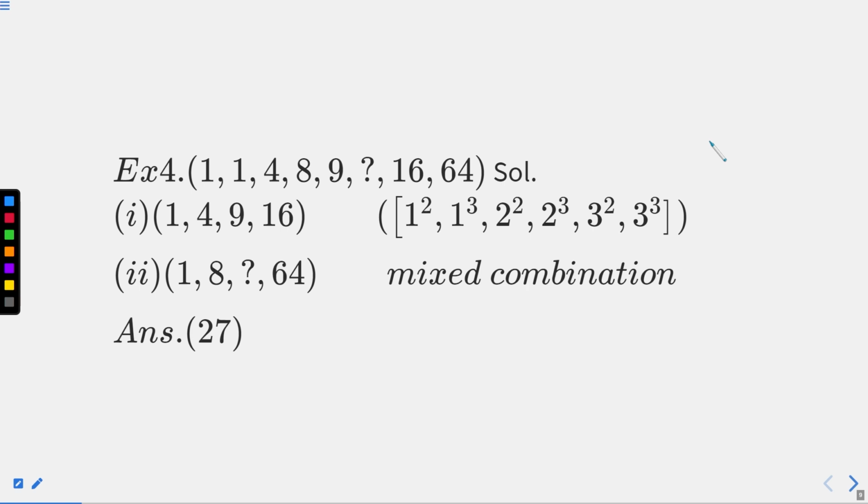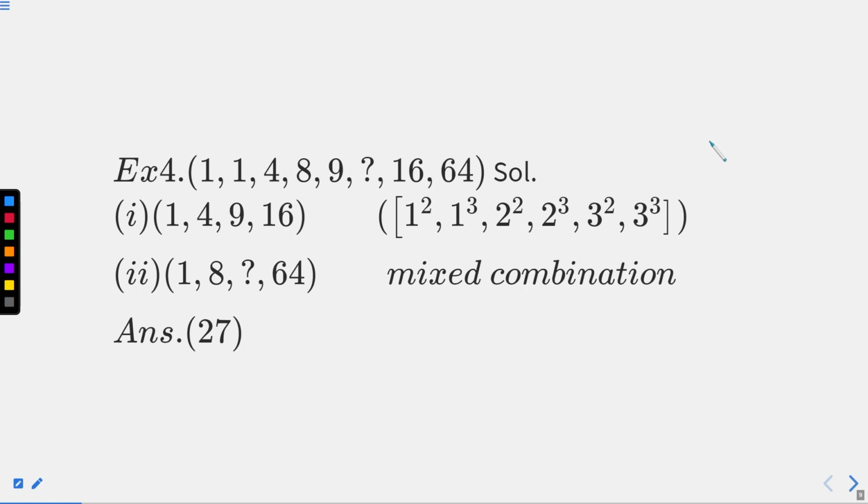Here you are able to figure out a common pattern: the first value is the first number's square, and the second value is going to be the first number's cube. So if we follow the same pattern, we know that 9 is 3's square. So 3's cube is 27, which is going to be our missing value here. And we can verify it from the next term as well.